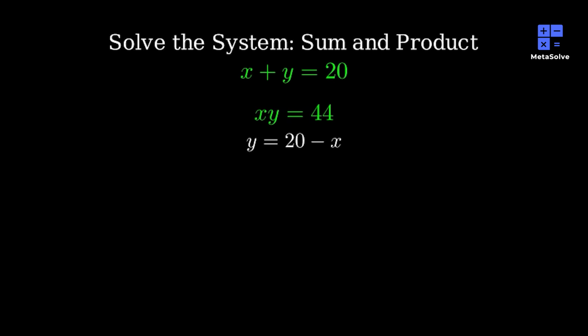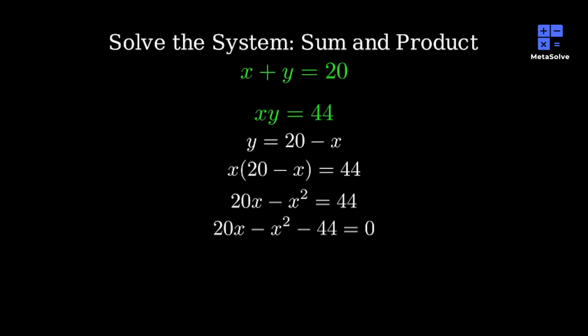First, let's express y in terms of x using the first equation. We can solve for y to get y equals 20 minus x. Now substitute y equals 20 minus x into the second equation. That means x times (20 minus x) equals 44. Expand the expression to get a quadratic equation. That is, 20x minus x squared equals 44.